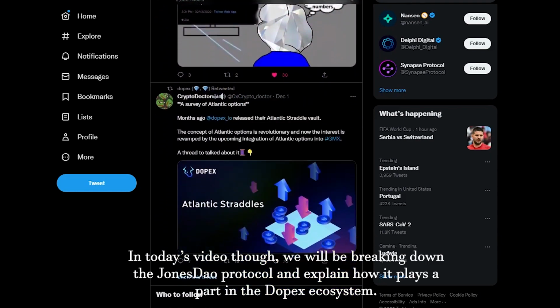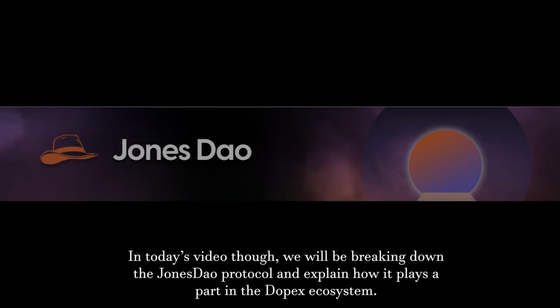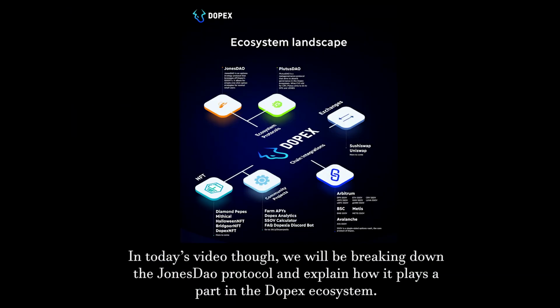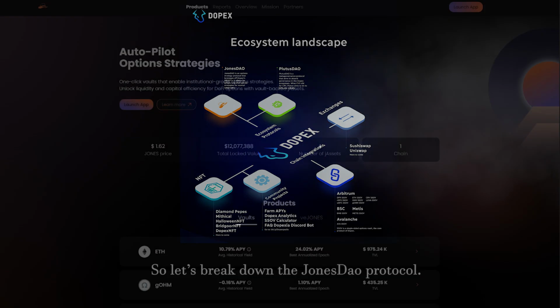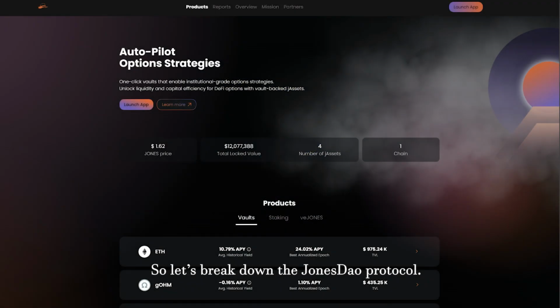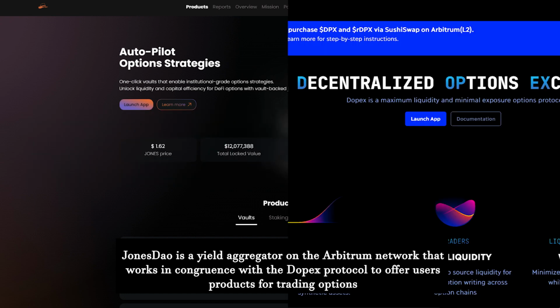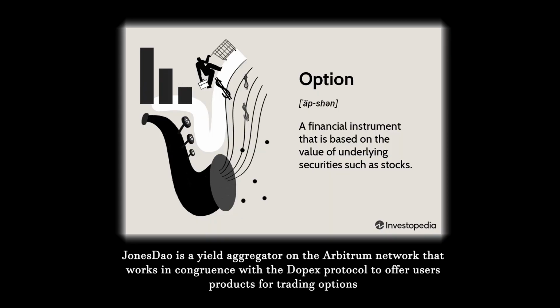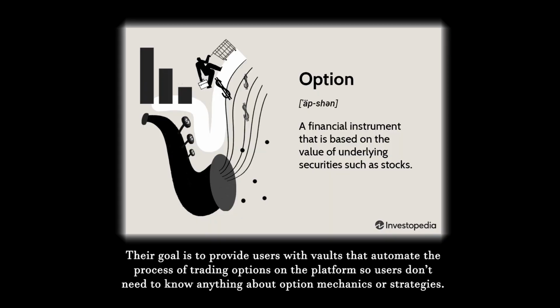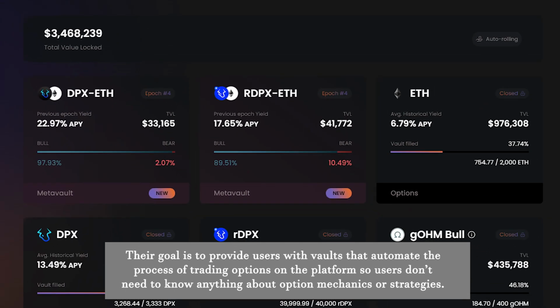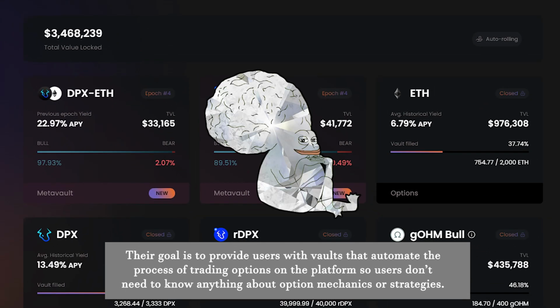In today's video though, we will be breaking down the JonesDao protocol and explain how it plays a part in the Dopex ecosystem. So let's break down the JonesDao protocol. JonesDao is a yield aggregator on the Arbitrum network that works in congruence with the Dopex protocol to offer users products for trading options. Their goal is to provide users with vaults that automate the process of trading options on the platform, so users don't need to know anything about option mechanics or strategies.